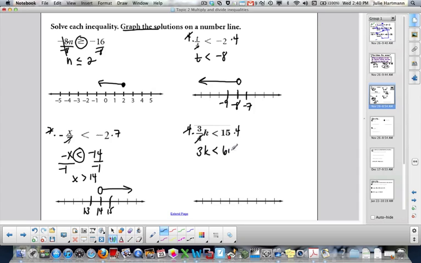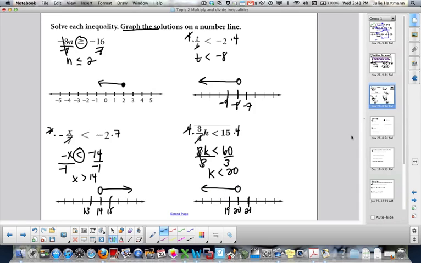15 times 4 is 60. And then that's 3 times k. Opposite of multiplying is dividing by 3, so I get k is less than 20. Again, no need to switch the sign because I did not multiply by a negative. Less than, open circle, and to the left.